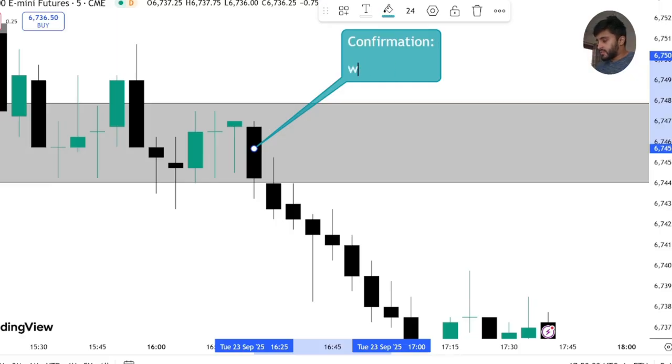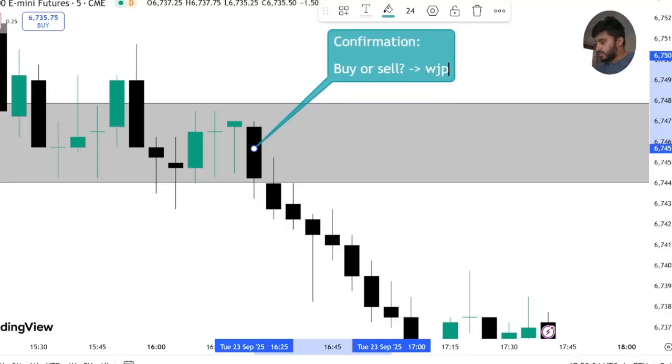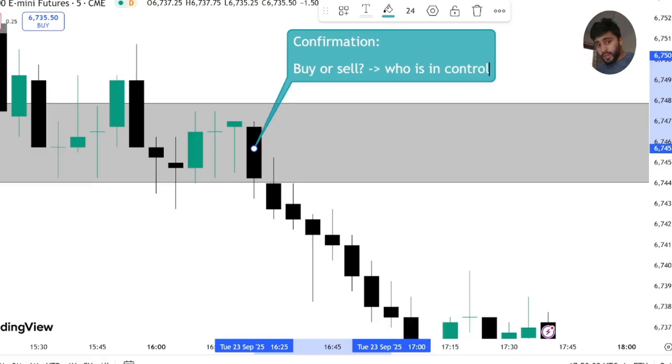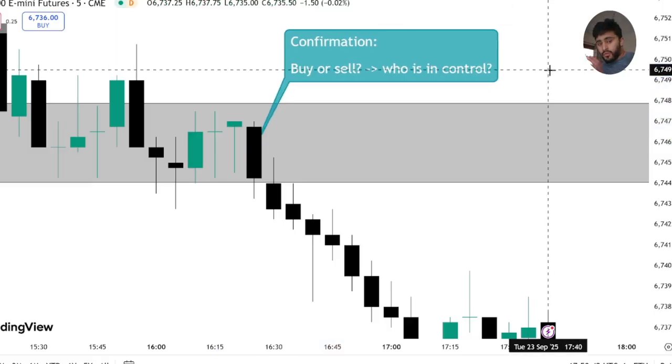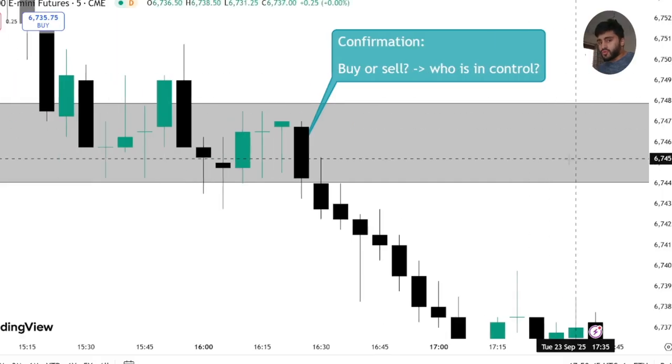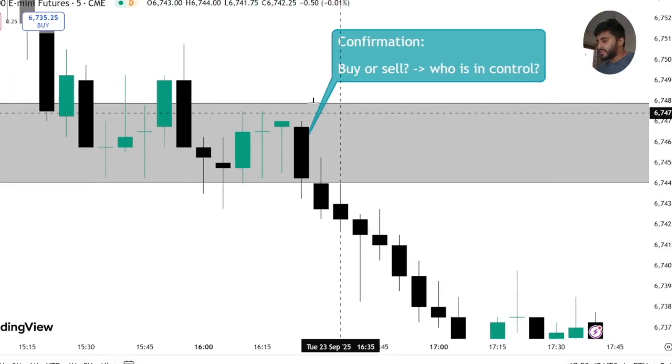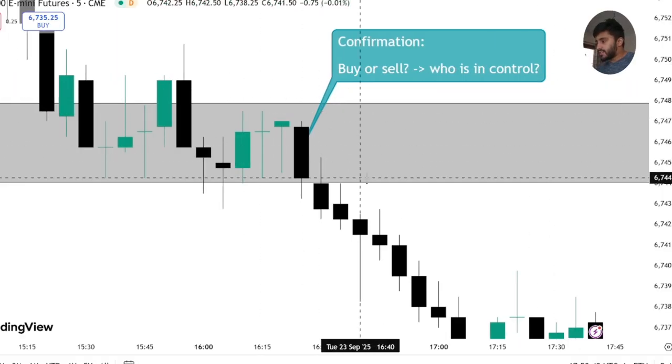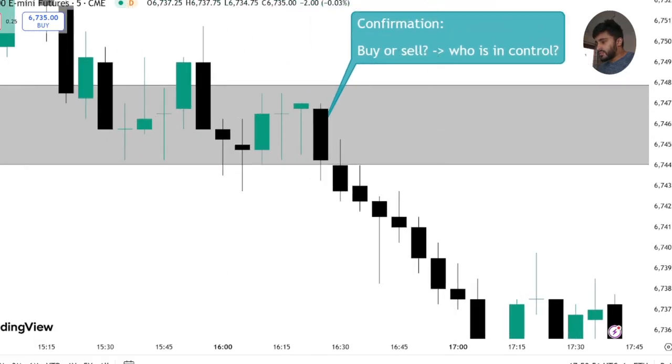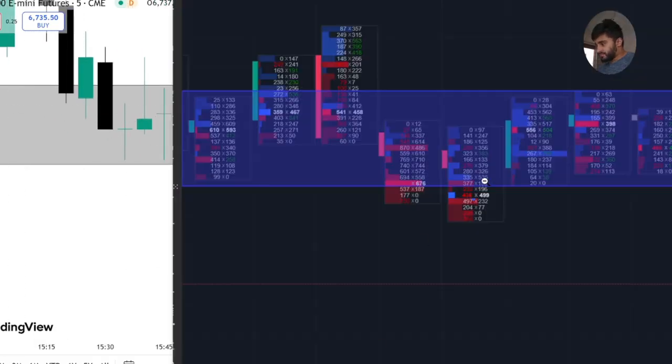Do you buy or do you sell? Your confirmation is about knowing who is in control. Right? Who is in control? That is the only thing you have to do. Realistically, if you do not know who is in control, you're not trading. There's nothing here that tells you whether to buy or sell. So why did the markets move lower?